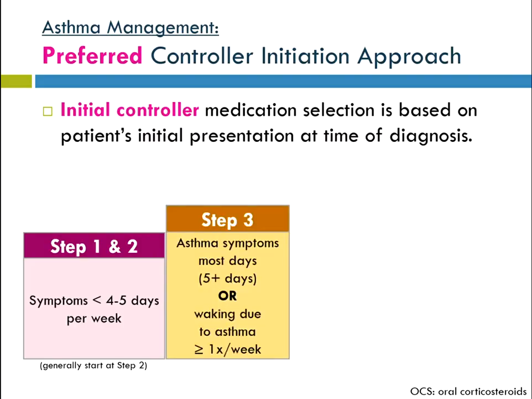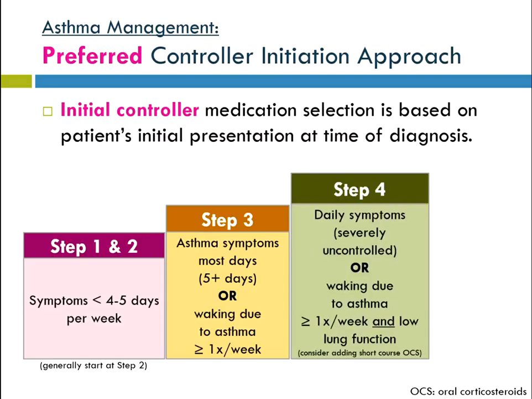If they have asthma most days of the week, so 5 or more, think about half of 7 is 3.5, so like 4-ish. We just said less than 4 to 5, so just think 4 or 5 or more. Or if they're waking up due to asthma symptoms at least once a week. If you see nighttime awakenings, we're going to start the patient on step 3. Symptoms most days of the week, step 3.